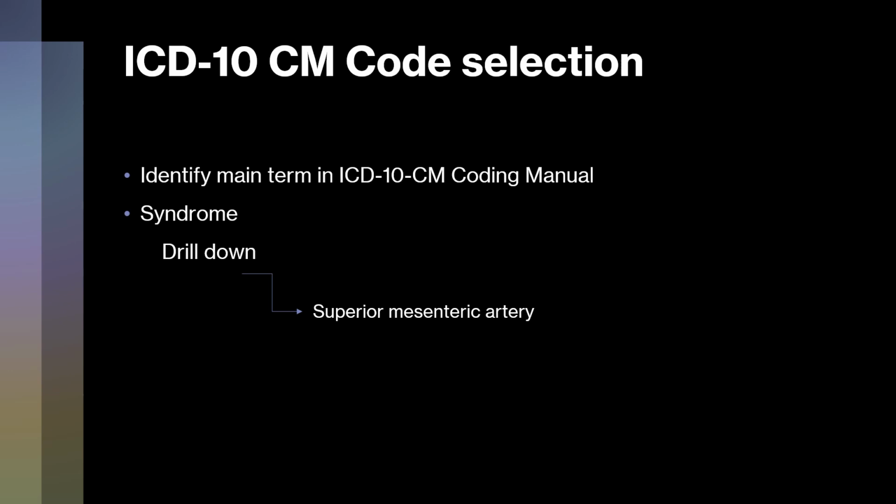And so SMA represents the abbreviation of the superior mesenteric artery. So, of course, when you drill down in your ICD-10 coding manual, you're not going to see SMA. However, you're going to identify superior mesenteric artery, which represents the SMA syndrome. So again, identify your main term, which is syndrome, and then what type of syndrome. Then we're going to drill down to the superior mesenteric artery. And so that will help us locate our ICD-10-CM code selection.